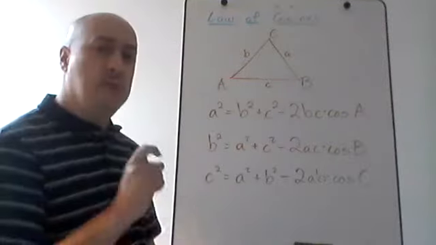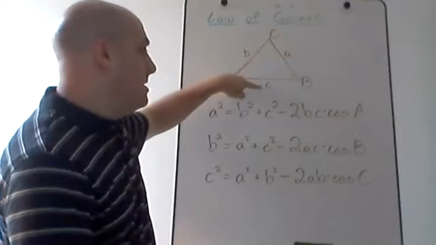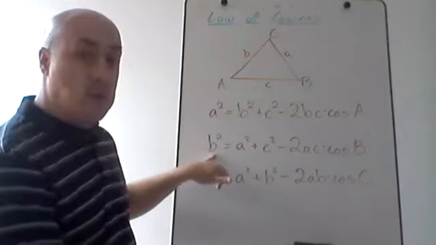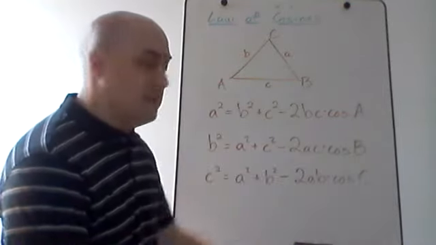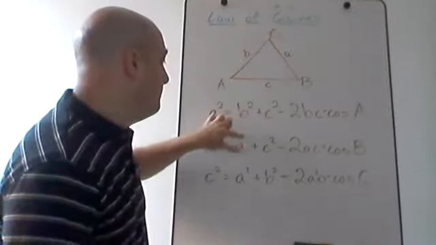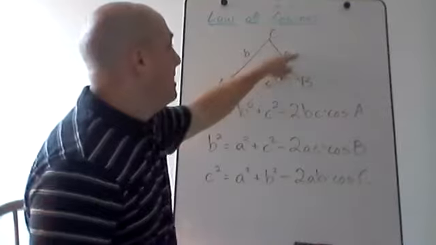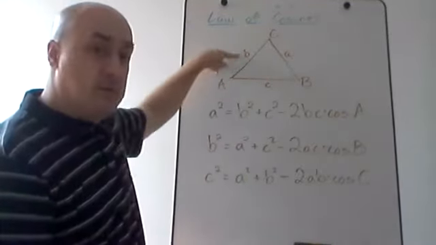Right, but what if I know two different sides, like side A and side C, and I know angle B? Then I use this formulation of the law of cosines: b squared is equal to a squared plus c squared minus 2ac times cosine of B. I can use that one if I know side A and side C and angle B, to solve for side B.